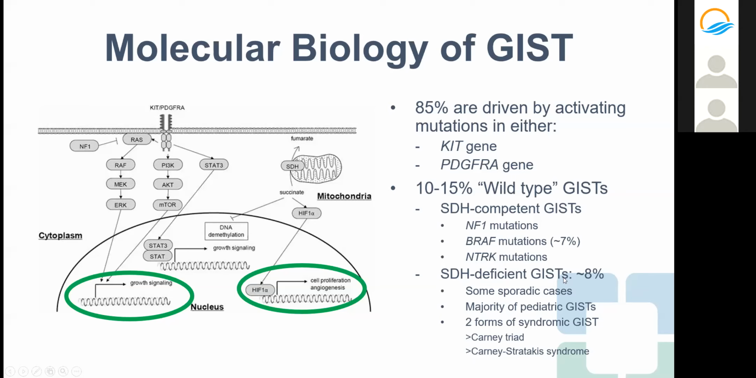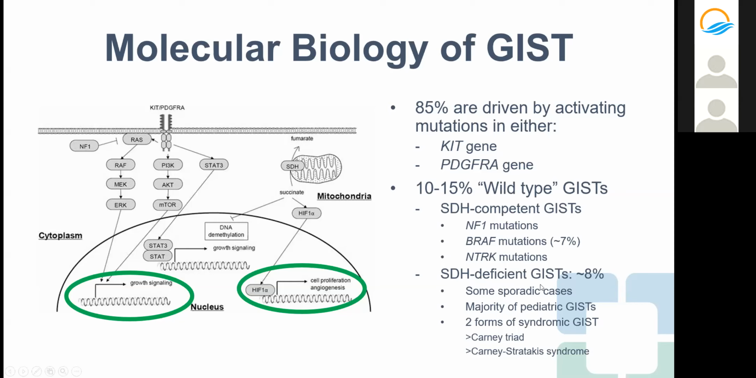In SDH deficient GISTs, this accounts for nearly half of wild-type GISTs, and these are cases in which the SDH complex, which is an important component of cellular mitochondria and results in cell energy production, is mutated and thus dysfunctional. In these SDH deficient GISTs, we can actually identify these tumors using immunohistochemistry, which I will talk about and show you on a future slide. And we can also identify them through molecular studies.